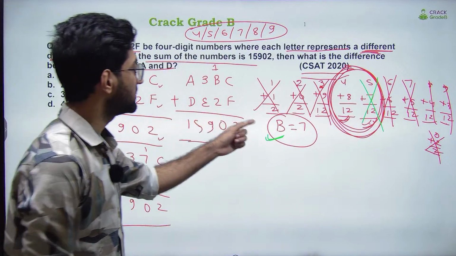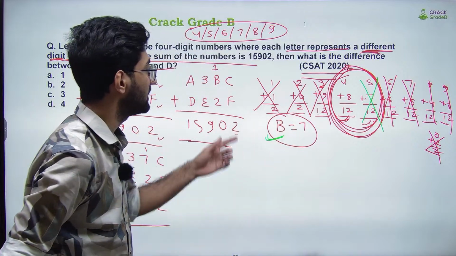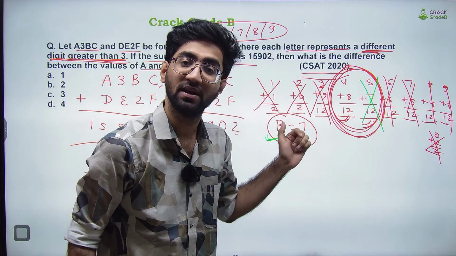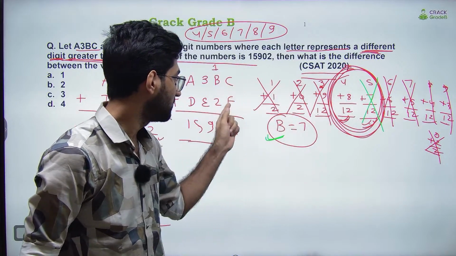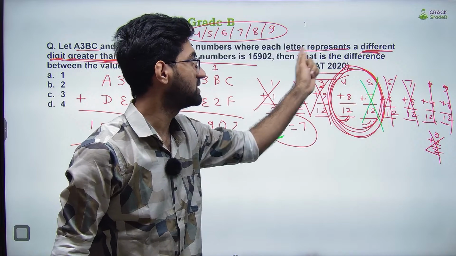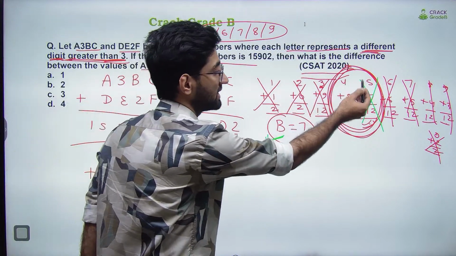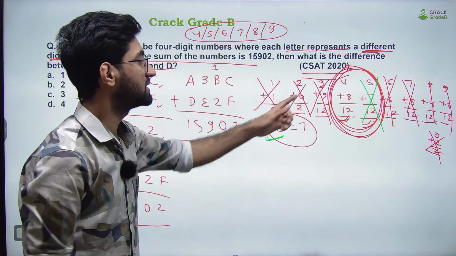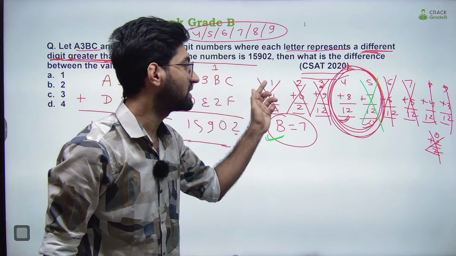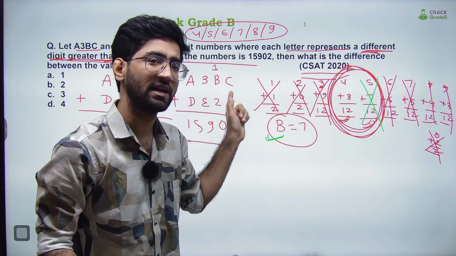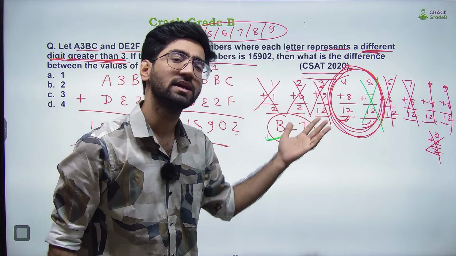Why? Because if you have found that B is equal to 7, then how can you say that one of C and F is 7 and one of them is 5? You can't say that, because if you say one of these two values is 7, you are contradicting this line. That's why you will have to eliminate this case. Now we have clearly found that the possible values of C and F are 4 and 8. One of them will be 4 and the other will be 8, right?